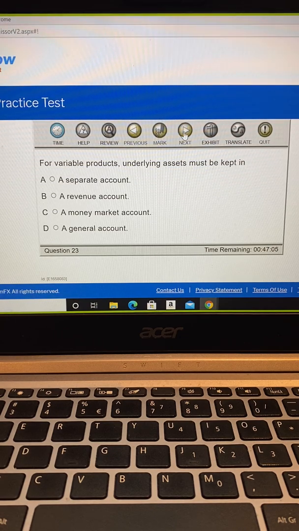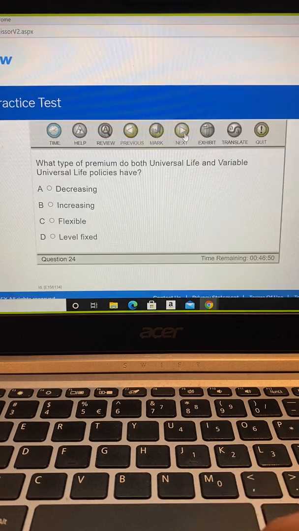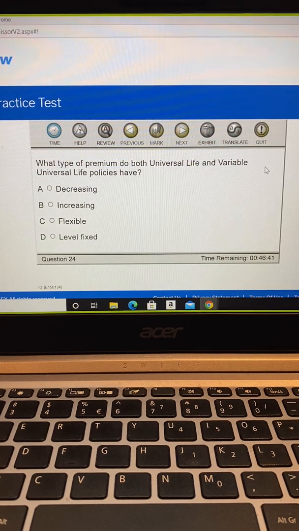Next. For variable products, underlying assets must be kept in a separate account. That's it. And fixed products are general account, right? So fixed products go to the general account. That's another little word game. Just match it up. Variable products, the money is invested in a separate account. Fixed products, money is invested in the general account. Goes together. All right, next.